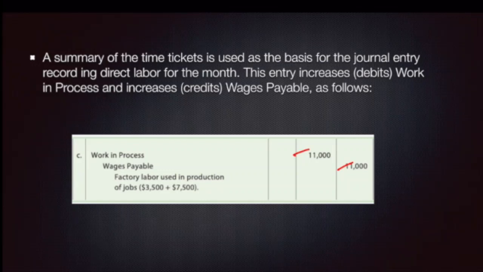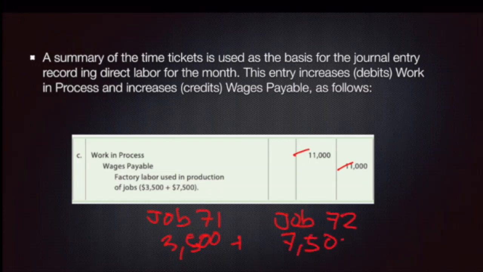So we got $11,000 by adding the total labor cost for job 71, which is 3,500, and job 72, which is 7,500.